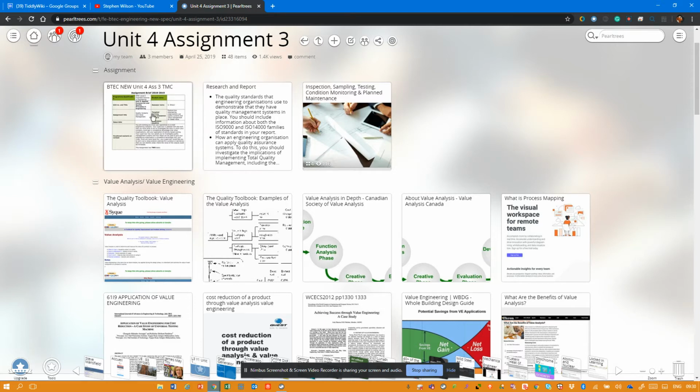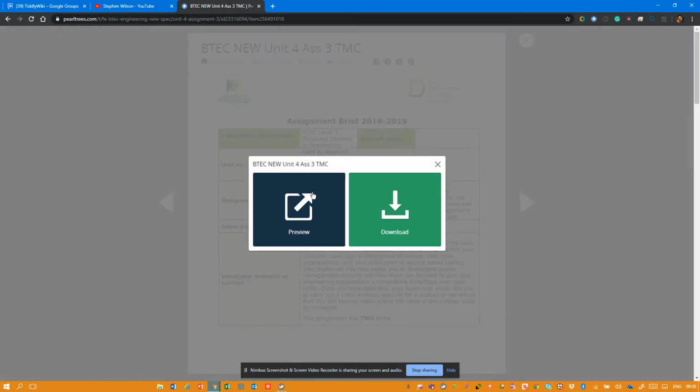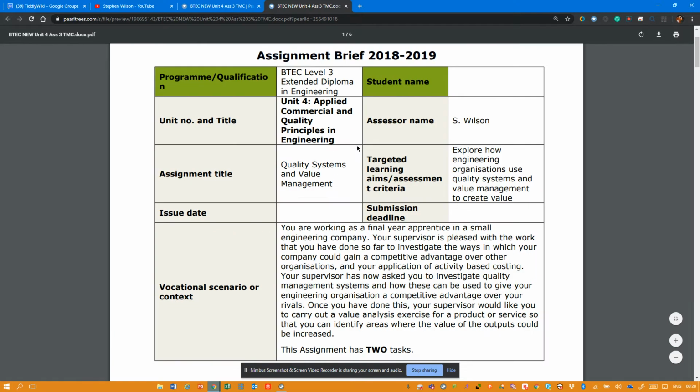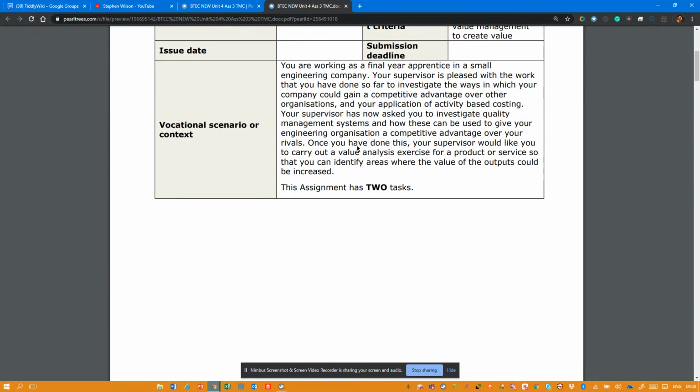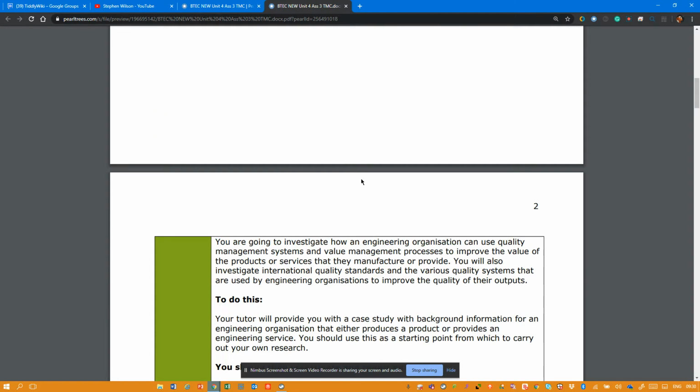So you can find this on Moodle, obviously. So let's just unpack what we've got on Moodle and what we've got on the assignment. So we're opening up the assignment there. Right. This assignment has 2 tasks. Remember that.